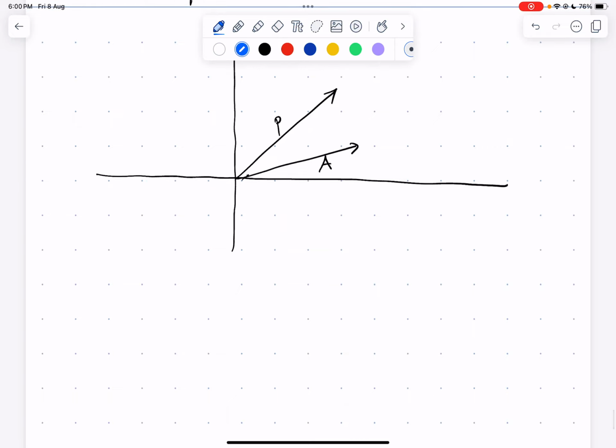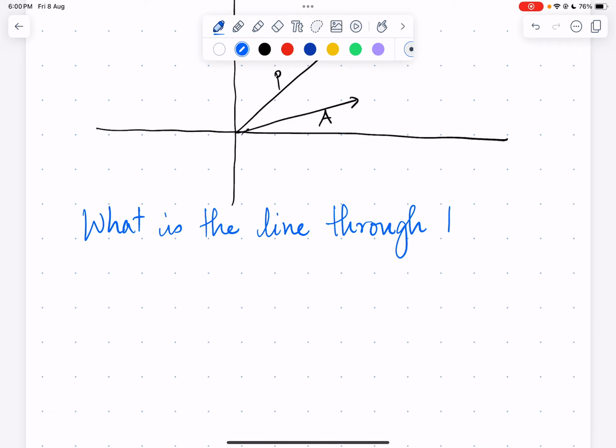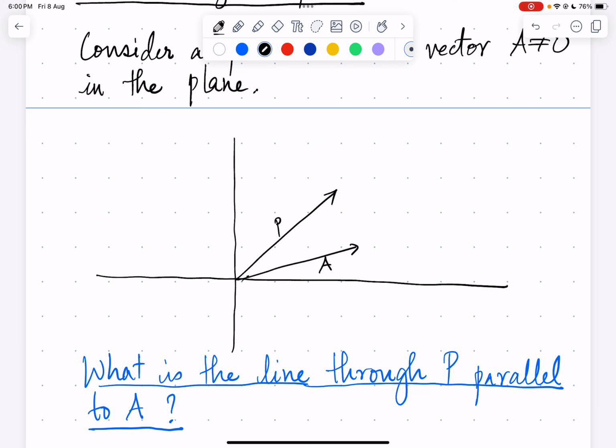So we can ask, what is the line through P parallel to A? So given a point P and a vector A, what is the line through P parallel to A? So what is this line?